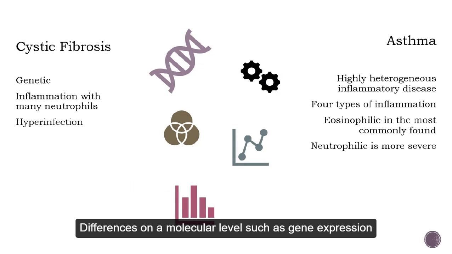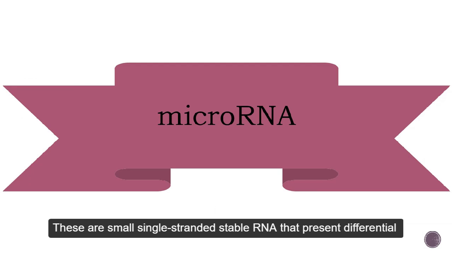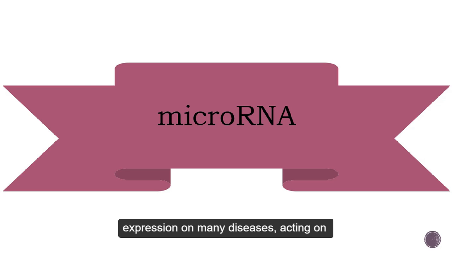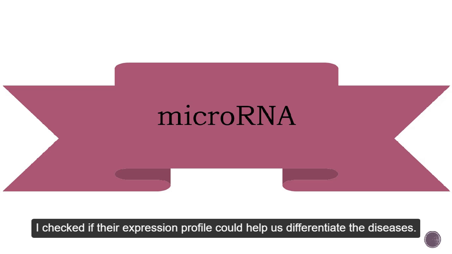Differences on a molecular level, such as gene expression and epigenetics, though, may be able to both reduce misdiagnosis and explain the pathogenic differences and underlying mechanisms of each disease. So based on that, I decided to use microRNA. These are small, single-stranded, stable RNA that present differential expression in many diseases, acting on post-transcriptional regulation of many genes. I checked if their expression profile could help us differentiate the diseases.